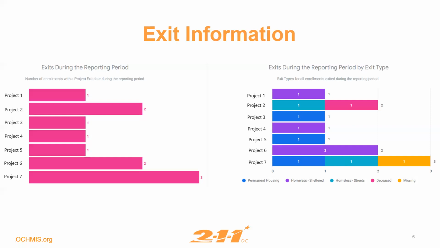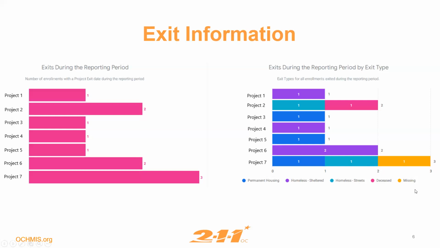In this chart, I wanted to make this chart useful for all agencies and all project types. So it's not broken down by successful versus unsuccessful. It's just broken down by types of destinations. So permanent housing is one category, and that is a successful destination for any project. However, for street outreach, for example, homeless sheltered is considered successful. So we broke that out as a separate category. And I think it's also useful for any agency to see where their clients are exiting to, whether it's the homeless sheltered system or potentially the streets.